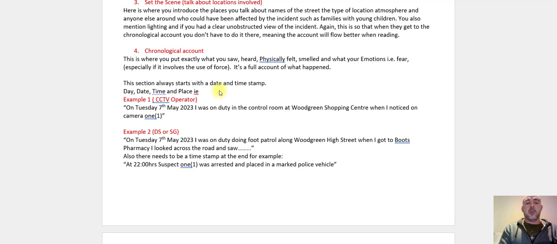So you don't rely on that. You always got to start with day, date, time, and place. So here again, I've put an example down. Let's say you were a CCTV operator. You'd put, on Tuesday, the 7th of May, 2023, I was on duty in the control room at Wood Green Shopping Centre when I noticed on camera 1, bang, there you go. So you've done your day, your date.